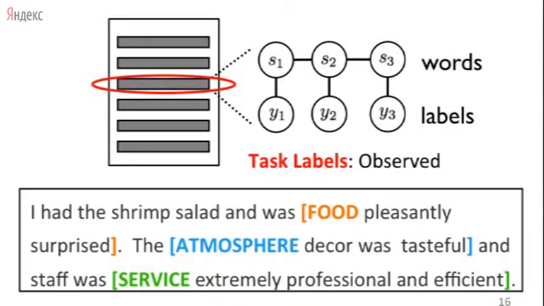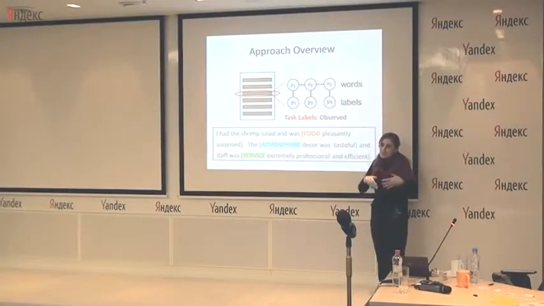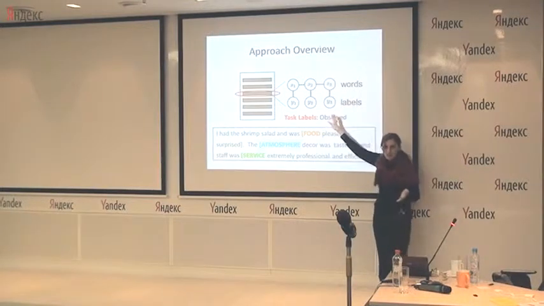So we will start with a standard sequence labeling approach for prediction of the labels. In this case, you have the words of your document, and then the labels will tell you whether it is food, service, atmosphere, or nothing. Okay? And this model I'm sure many of you have seen.